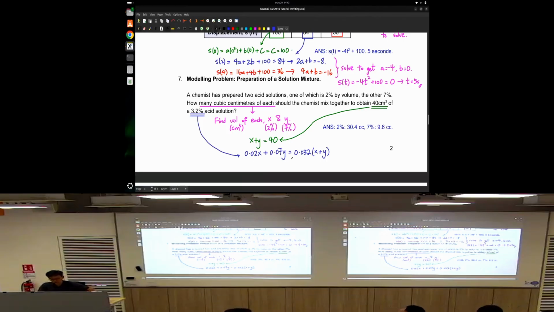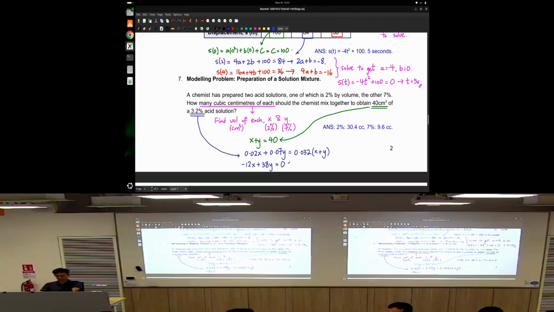So here is 0.02, 0.032, so 0.032x, right? So it will be minus 0.012. Then after that, I'm going to get minus 12x plus, so this is 0.07 minus 0.032, so I will get 0.038, then it will be 38y. Is that right? Equals to 0.